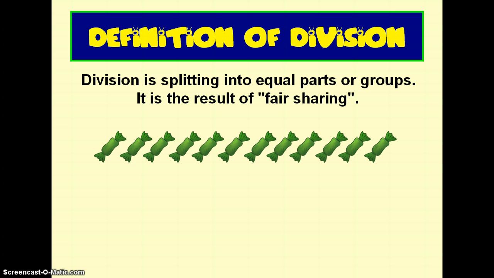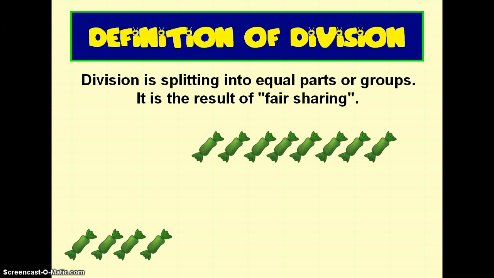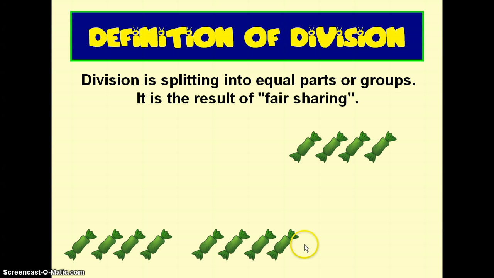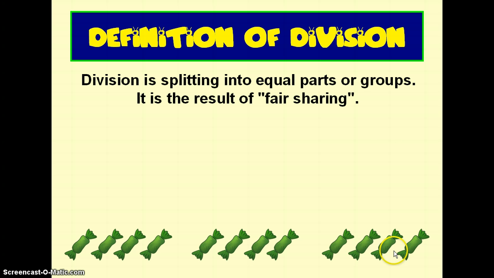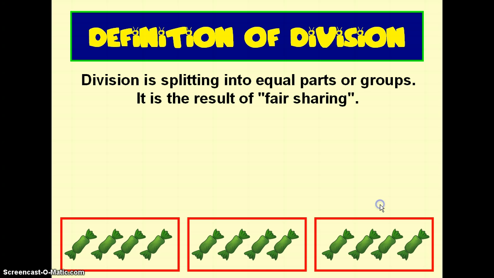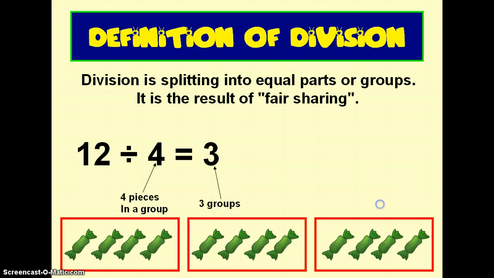I've got 12 pieces of candy here, and I'm going to put 4 pieces in a group. How many groups do I get? Well, down here's my first group of 4, and I'm separating out, here's my second group of 4, and if I keep going on, here's my third group of 4. So if I put 4 pieces of candy in a group, the result is 3 groups.